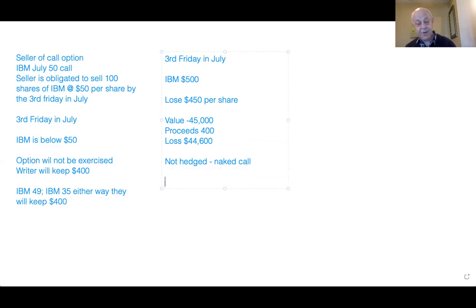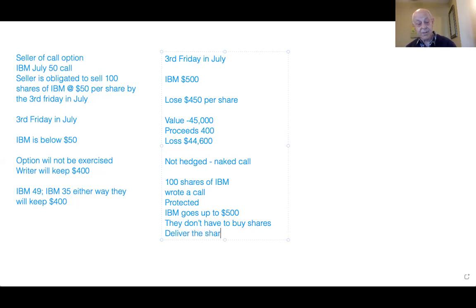If it was hedged, let's say the person owned 100 shares of IBM, and they wrote a call, and many people do this because when they take in the proceeds from the call, it gives them an added rate of return. But now they're protected. So if IBM goes up to 500, they don't have to buy shares. They just deliver the shares they own.